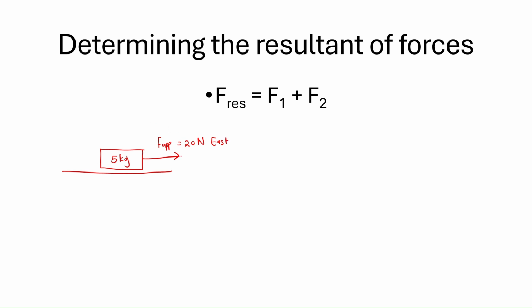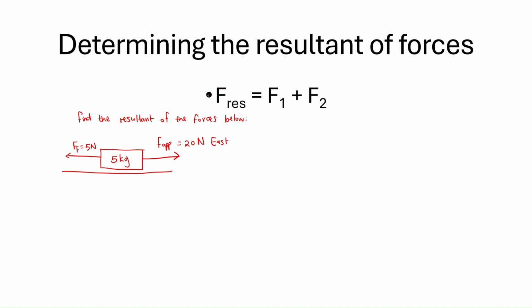Because we have an F applied, 20 newtons going east, we're going to have another force going to the left, and let's call this force the force of friction, because as we know, friction opposes motion. And let's give this frictional force a value of 5 newtons. Now if they were to ask you, find the resultant of the forces below, how would we go about doing this?